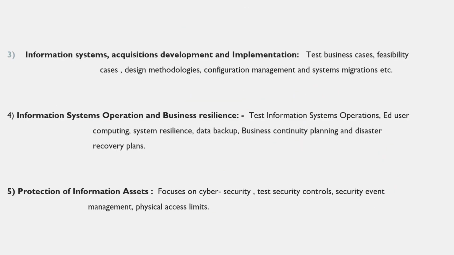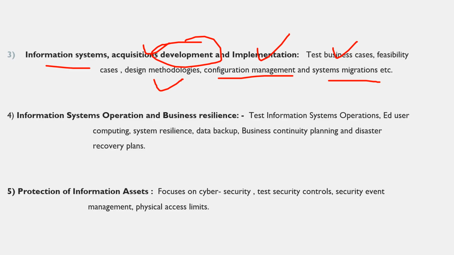Next is information systems acquisition, development, and implementation. That means it is very close to the SDLC part, that is the software development life cycle. So test business cases, feasibility cases, design methodologies, configuration management and system migrations come under the SDLC part in general. But if we talk about the CISA, the name is a bit different, called information systems acquisition and development. How can we develop and how can we implement? Next is information systems operation and business resilience. Guys, what is resilience?